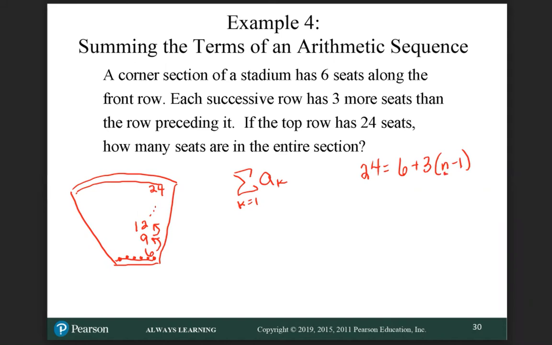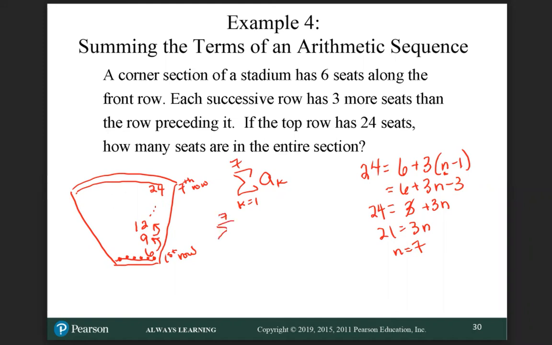So I'm going to say 6 plus 3n minus 3, 3 plus 3n minus 3, 21 is 3n, so n is 7. So that tells me this is the 7th row. This was my first row, that's my 7th row. And then we want to say, what are we adding up? So I'm adding up my sequence here. 7th is my stopping point from 1 to 7.